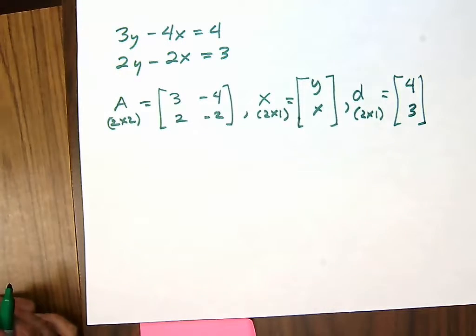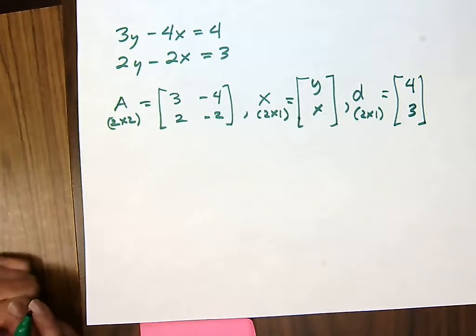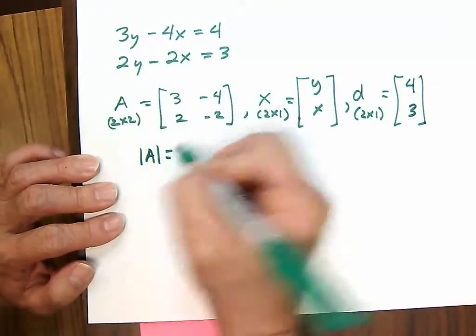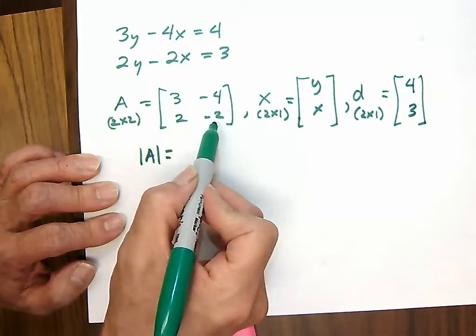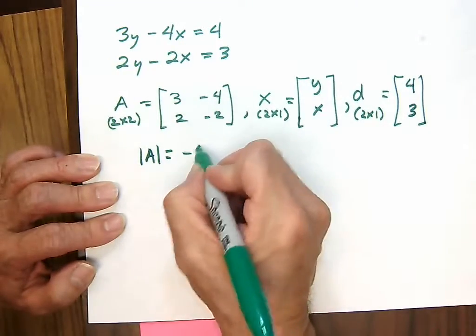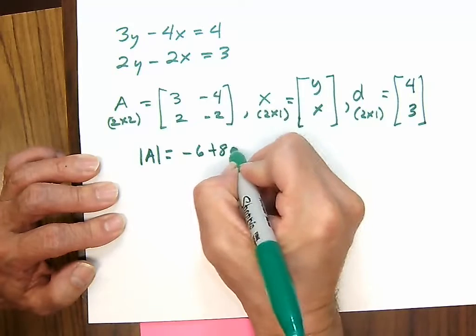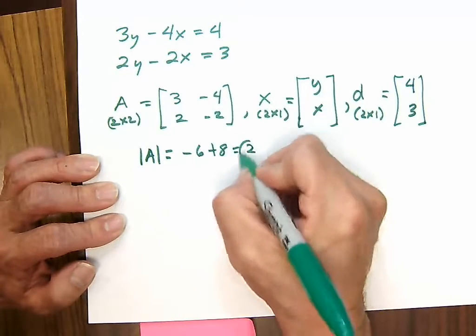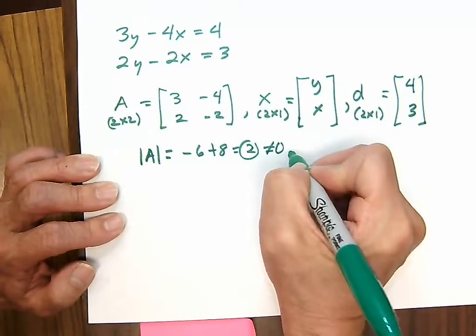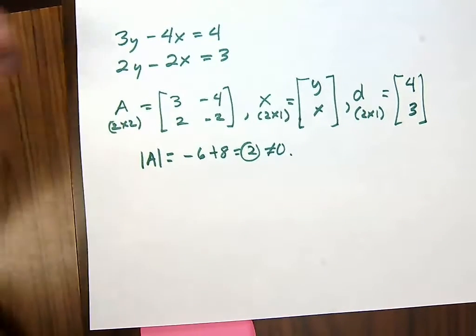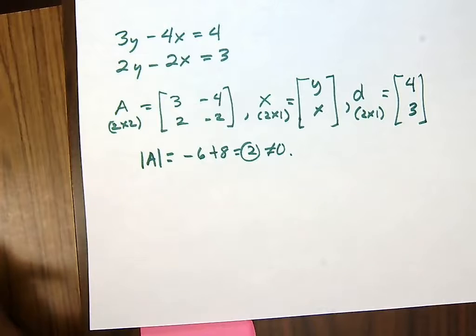Now, again, we need to see if we have a unique solution to this equation system. So let's start by looking at the determinant of A, which again is 3 times minus 2, which is minus 6, minus minus 8, which is plus 8, which is equal to plus 2, which is not equal to 0. So again, we know that a unique solution does exist to this equation system.